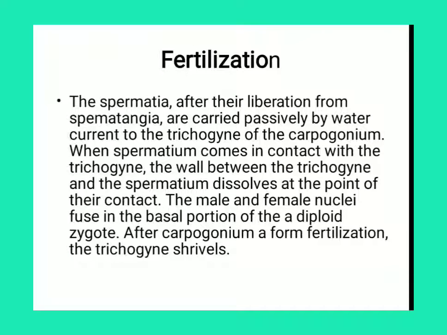Now, fertilization. The spermatia, after their liberation from the spermatangia, are carried passively by the water current to the trichogyne of the carpogonium. When the spermatium comes into contact with the trichogyne, the wall between the trichogyne and the spermatium dissolves at the point of contact, and the male and female nuclei fuse to form the diploid zygote in the basal portion of the carpogonium. After fertilization, the trichogyne swells.